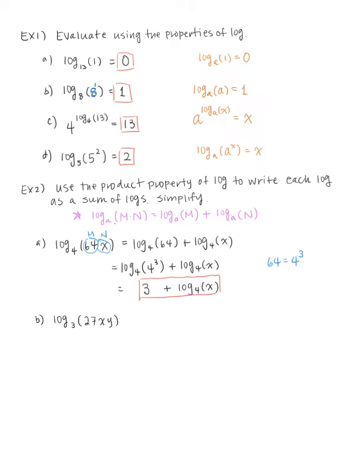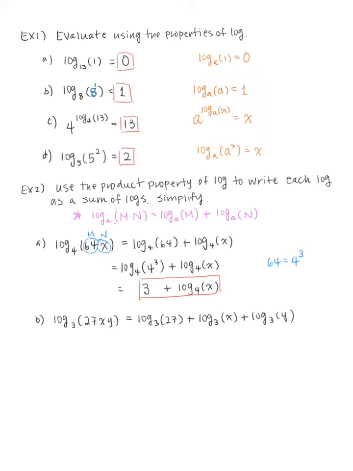Now let's try something like log base 3 of 27xy. So here we have something of the form m times n times l. Using the properties written above, this is our first step: log base 3 of 27, plus log base 3 of x, plus log base 3 of y. Alright, the first step is done. Now, for log base 3 of x and log base 3 of y, there's nothing else that we can do, so let's leave them alone and take a look at log base 3 of 27.